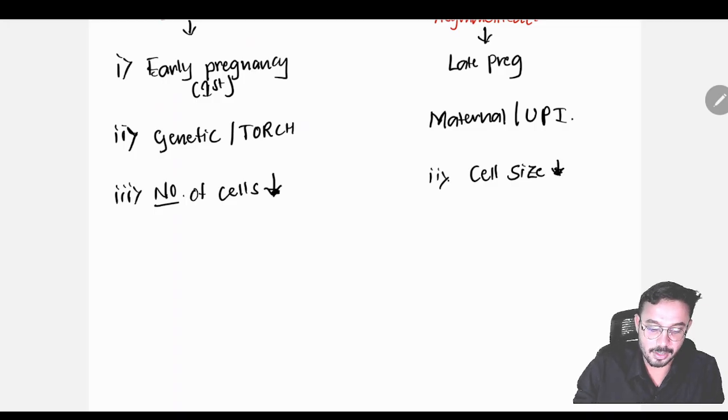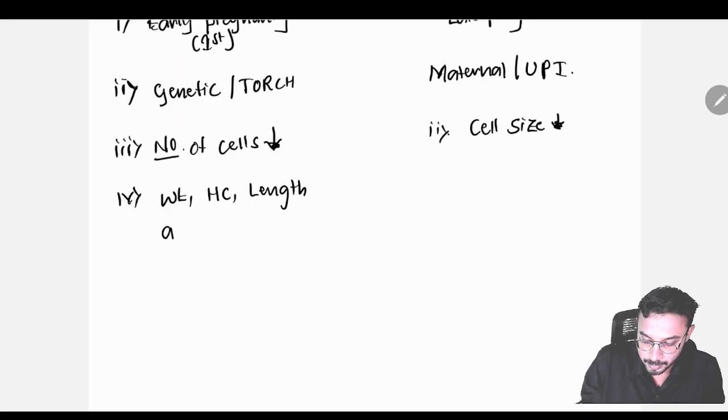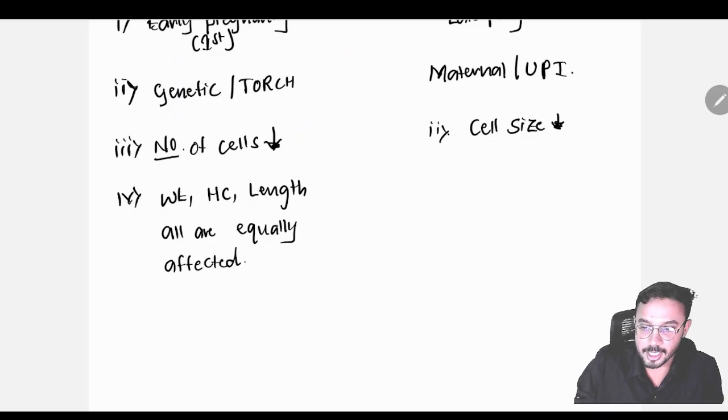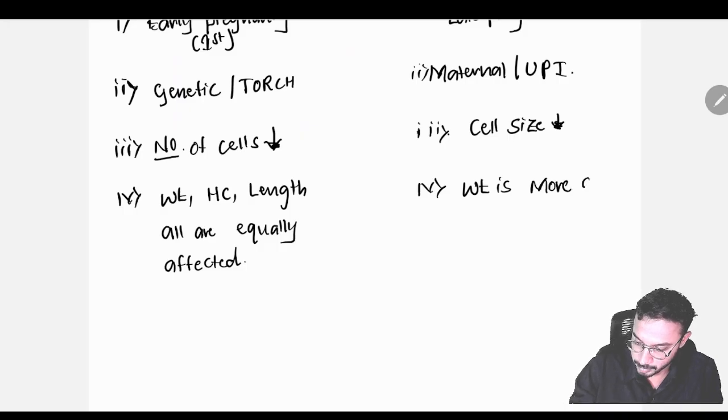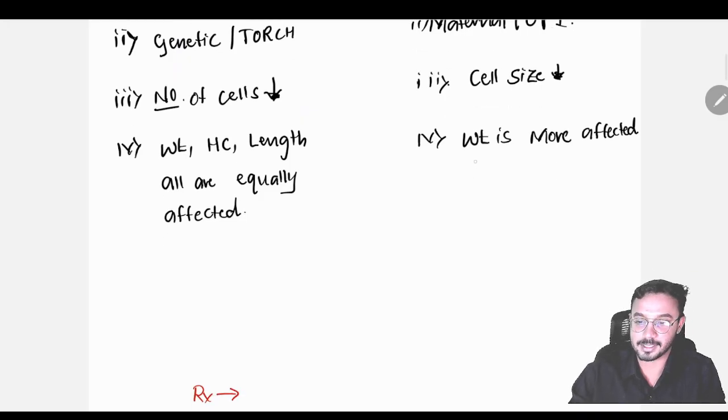Okay. And next, what about weight, head circumference, length? All the parameters are equally affected. Okay. Weight, height, length, everything are equally affected. And what about over here? Tell me. Here, weight is more affected. Then all other parameters such as head circumference and length are less affected.